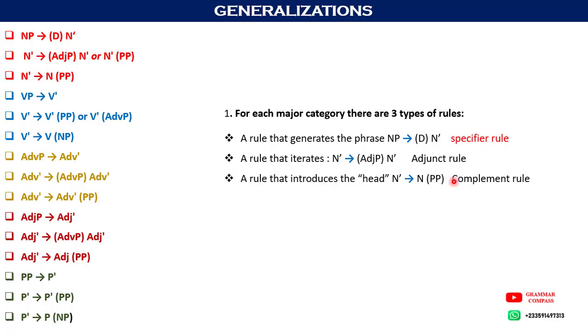Now what about the third rule? The third rule is the complement rule. This is the rule that terminates the recursion of the adjunct rule.